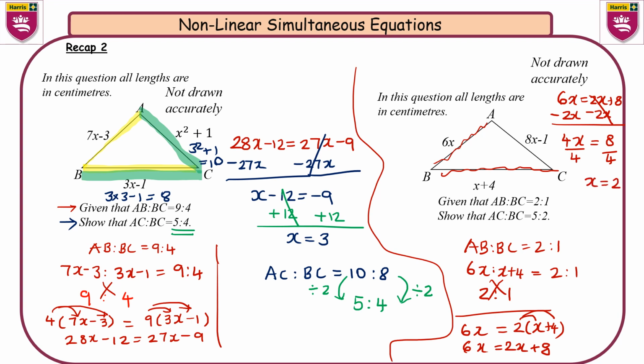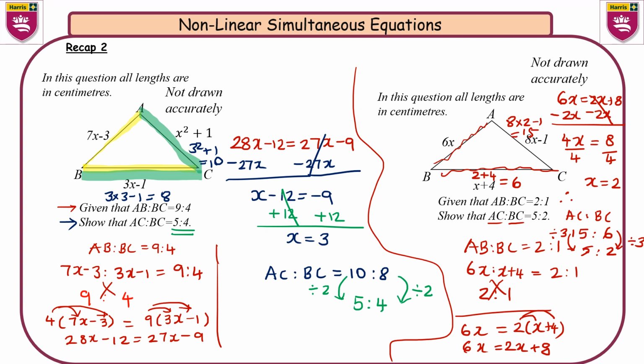Now, AC to BC again is the section that they want us to focus on. So we're just going to substitute x into where the x is here. So x is 2, so we're going to write down 2 plus 4 is going to be 6. 8 times 2 take away 1 is 15. So AC to BC in this case, therefore, is going to be 15 to 6. They want us to go down to 5 to 2. That means we need to divide it by 3.